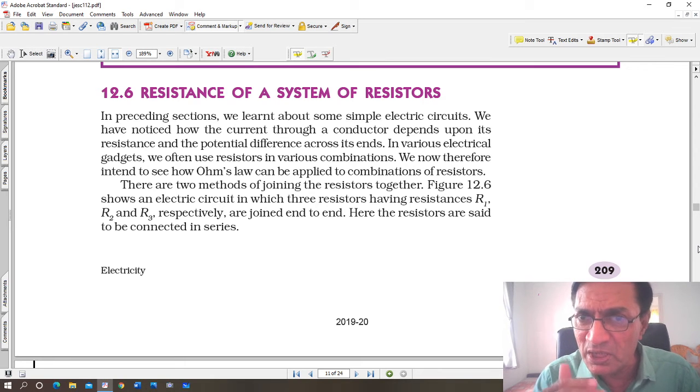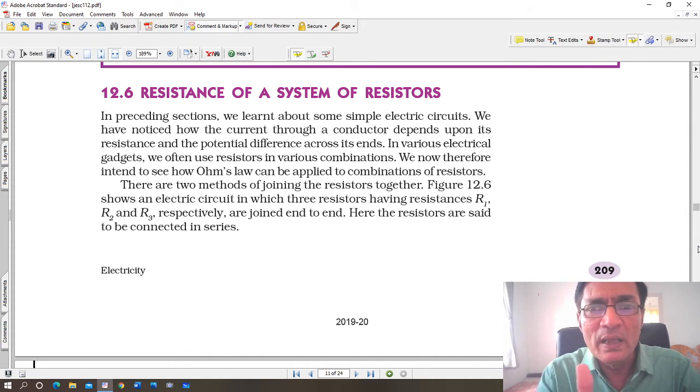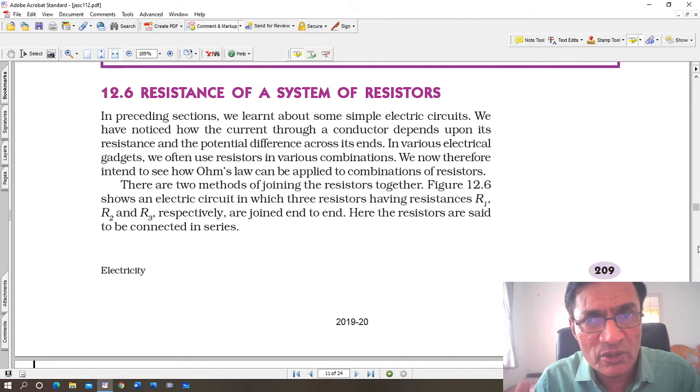Understood? So these three things are extremely important. We have discussed Ohm's law. Now we are discussing numericals. Of course, I will do it once again after the chapter is over. And resistance in parallel and series, which we are about to do now. Be attentive about this.